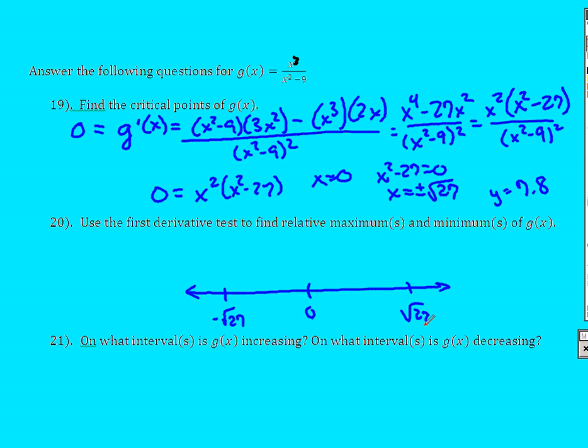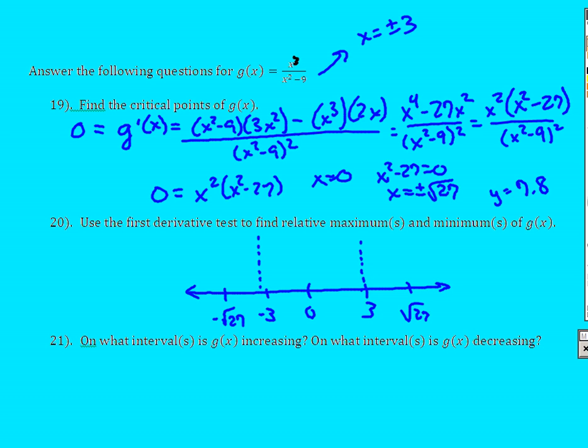Now, we also need to look at where there are domain issues. Well, there are domain issues at x equals plus or minus 3. So I should also look here at negative 3 and positive 3. These are where I'm going to have vertical asymptotes. So we need to look at all of these different intervals.